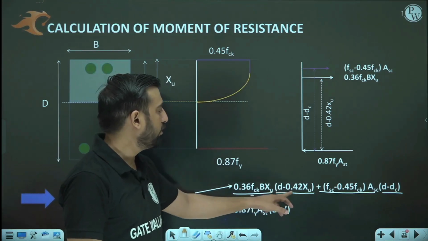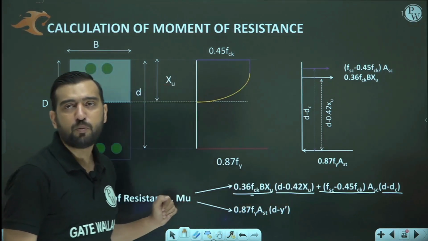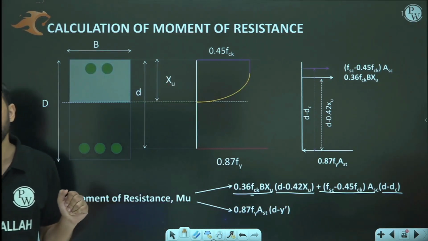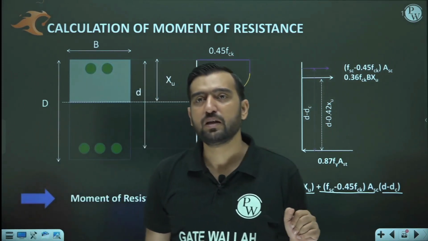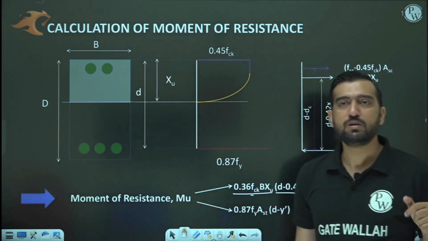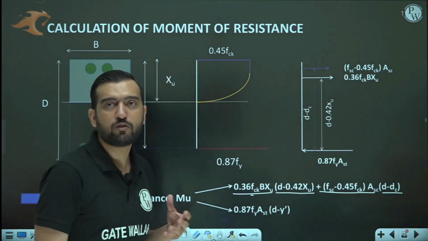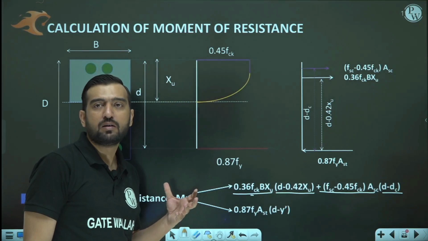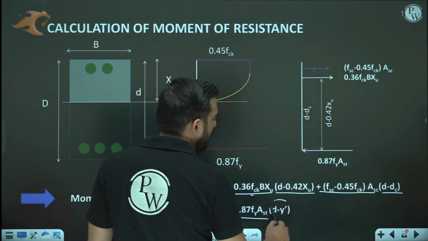Compressive force 1 into lever arm 1 plus compressive force 2 into lever arm 2. Okay. So 0.36 fck b xu into d minus 0.42 xu, plus fsc minus 0.45 fck into Asc, into d minus dc. And if you want to calculate the moment of resistance from the tensile side, then it is 0.87 fy into Ast, but d minus y bar.